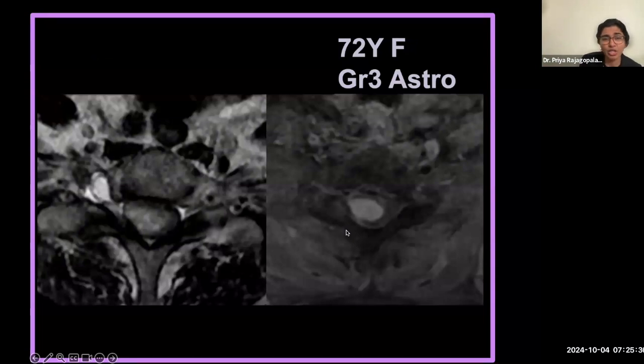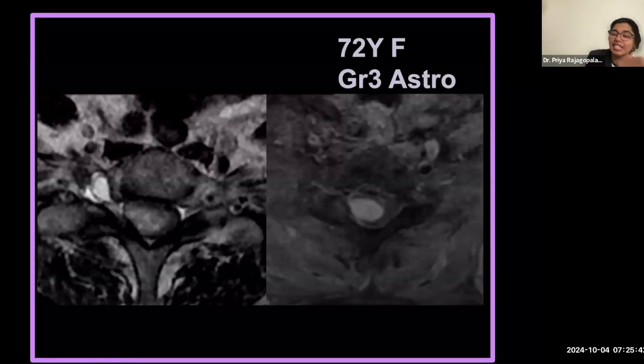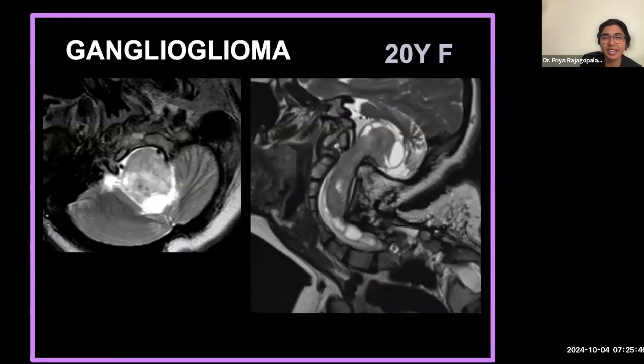Here it is in cross section. As you can see, it's more to the side, isn't it? More to the patient's right-hand side. So it's a little eccentric in location than your central ependymomas that you saw earlier.